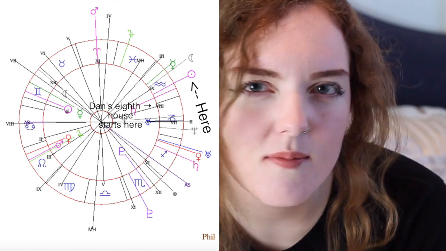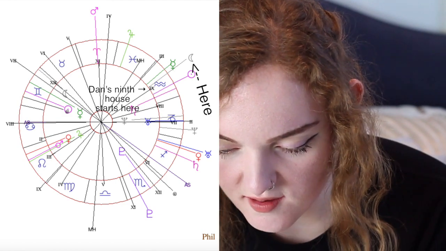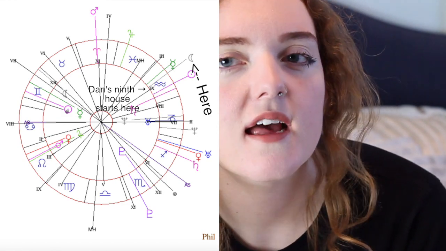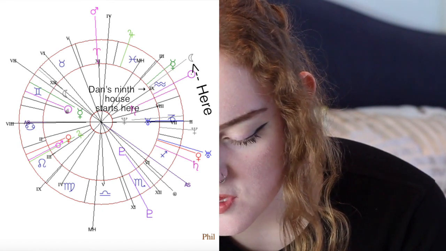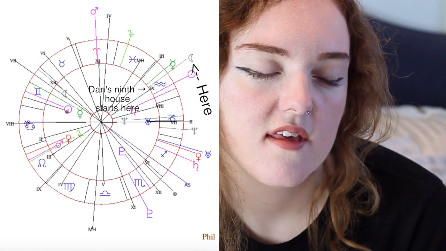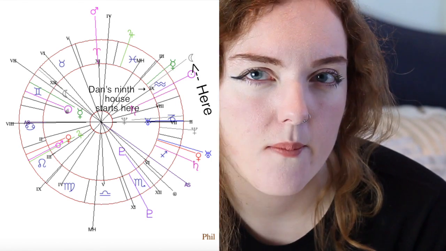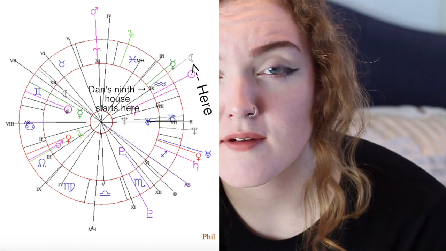Bit unstable, there might be a few arguments, but Phil's Moon and Mercury are in Dan's 9th house. The 9th house is to do with travel and experiencing the world. The fact that Phil's Moon, which is his emotions, and his Mercury, which is the way he speaks, are in the 9th house means that there's going to be emotional undertakings and maybe conversing with different people around the world.